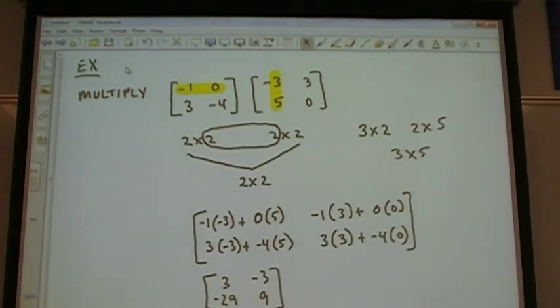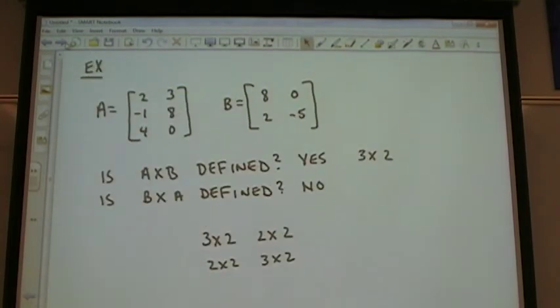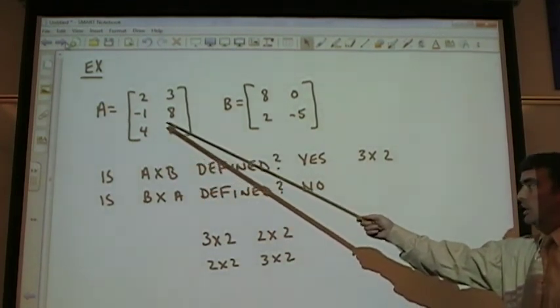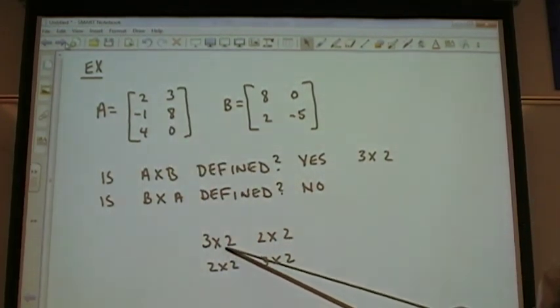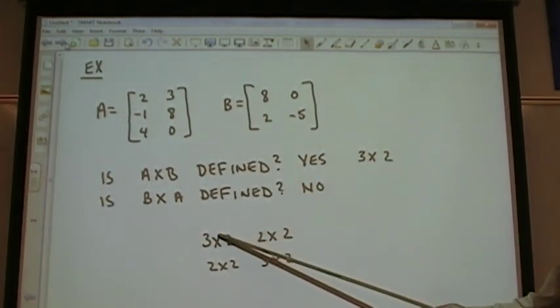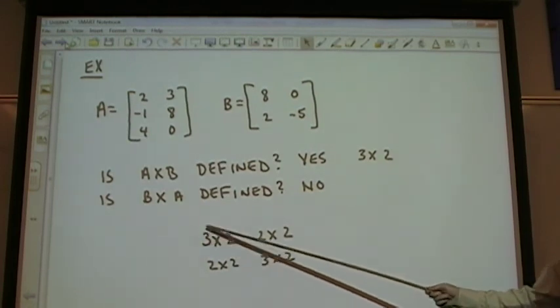Now, let's look at the next example. This one just talks about whether two matrices are defined. Can they be multiplied to each other? Can A and B be multiplied? The answer is yes, because matrix A is a 3 by 2 matrix. Matrix B is a 2 by 2 matrix. Inside numbers are the same, your resulting matrix would be a 3 by 2.